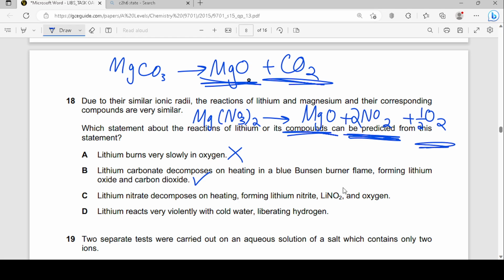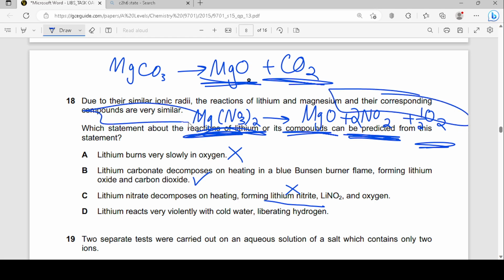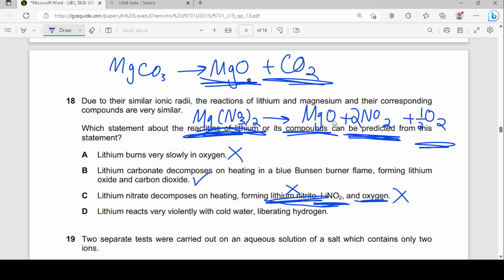Okay. And what are they saying? Saying lithium nitrite. Well, you don't get nitrite from magnesium nitrate's decomposition. They said that their corresponding compounds are very similar in their reactions. So I would say if I deduce the answer using magnesium reactions, this is probably wrong because I'm getting LiNO2 and oxygen, which is not what happens for magnesium. For magnesium, you get nitrogen dioxide. Where's the nitrogen dioxide, and why is it forming nitrite, LiNO2? That's weird, right? So I'm going to cancel out C.